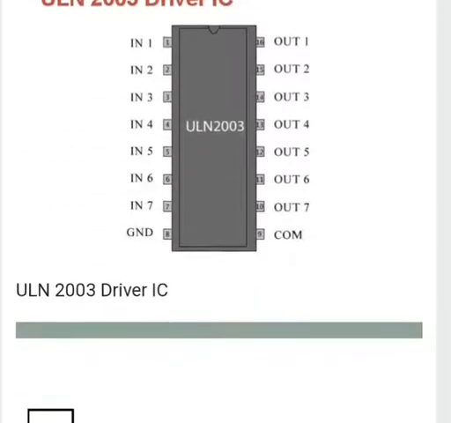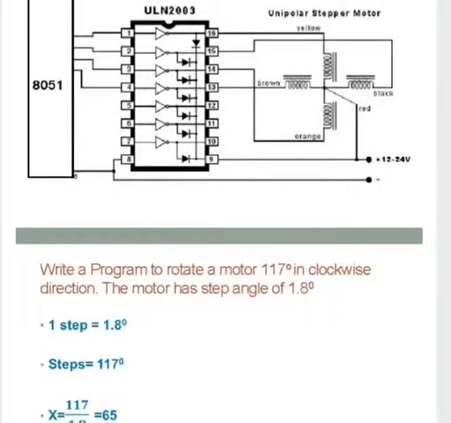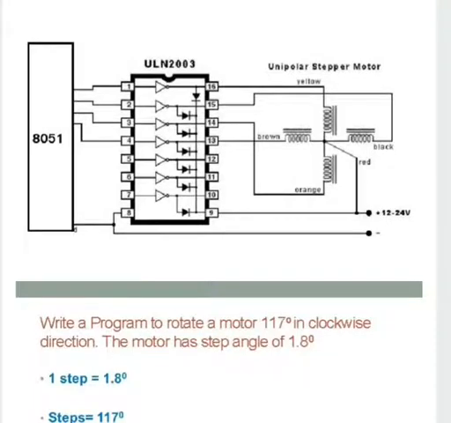Now this diagram shows the ULN 2003 driver IC. Different pins are there. There are 7 input pins, 7 output pins, and one is ground, one is VCC. Now this diagram shows the interfacing using ULN 2003 to the 8051 and the unipolar stepper motor.